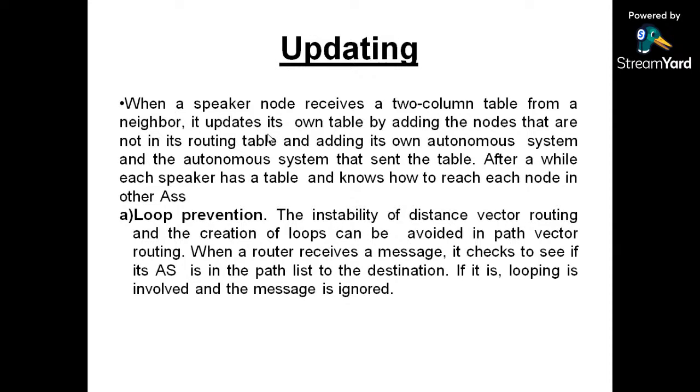While updating, there is loop prevention. The instability of distance vector routing and the creation of loops can be avoided in path vector routing. When a router receives a message, it checks to see if its autonomous system is in the path that leads to the destination. If it is, looping is involved and the message is ignored.